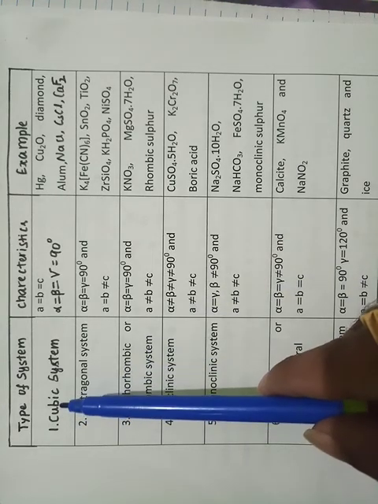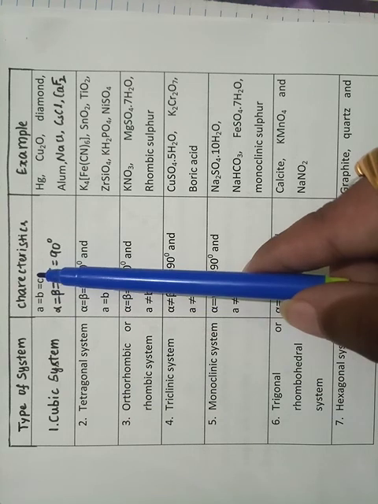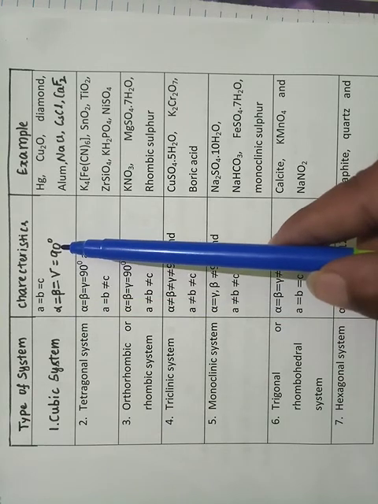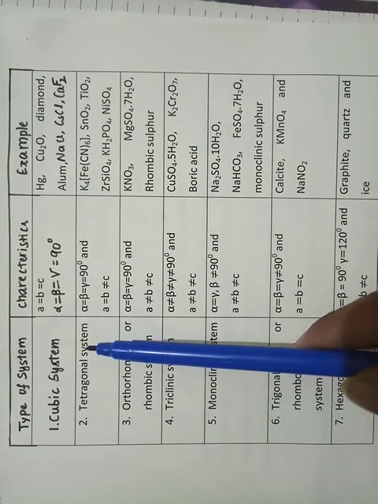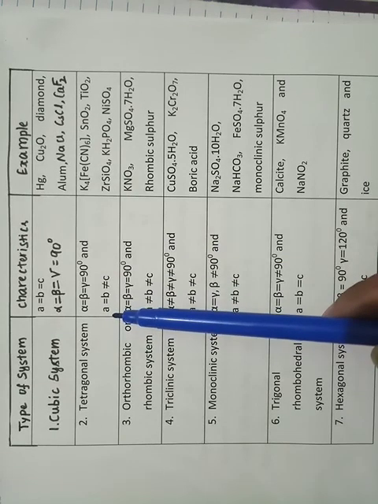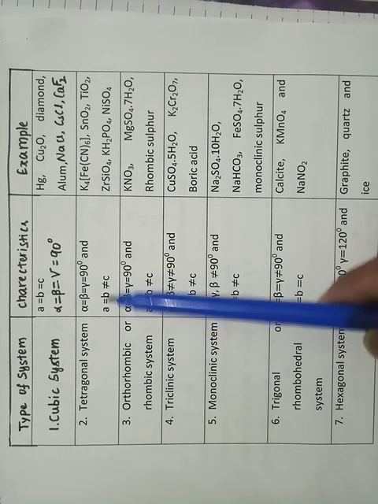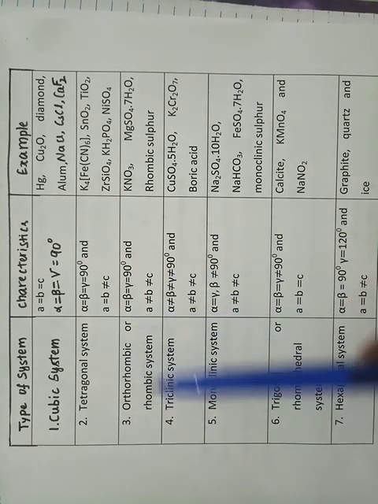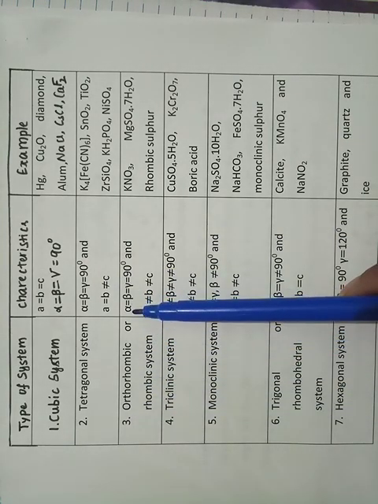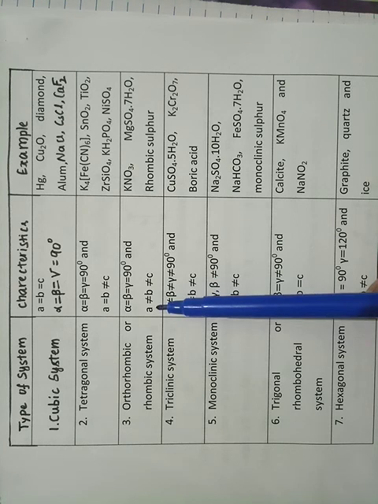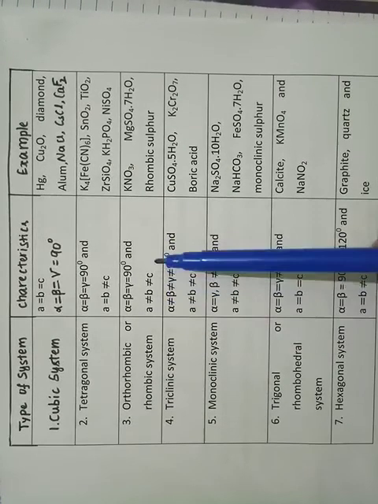In the cubic system, all the three intercepts are equal, and all the angles between the axes are equal to 90 degrees. In the tetragonal system, all the angles between the axes are equal to 90 degrees, and two intercepts have equal length, but the third intercept is not equal in length. In the orthorhombic or rhombic system, all the angles between the axes, alpha, beta, gamma, are equal to 90 degrees, and all three intercepts are not equal in length.